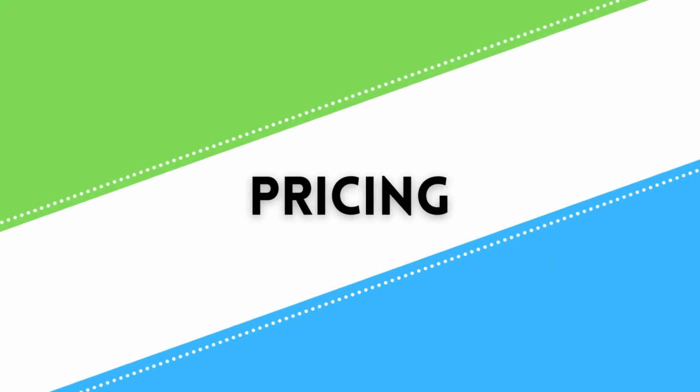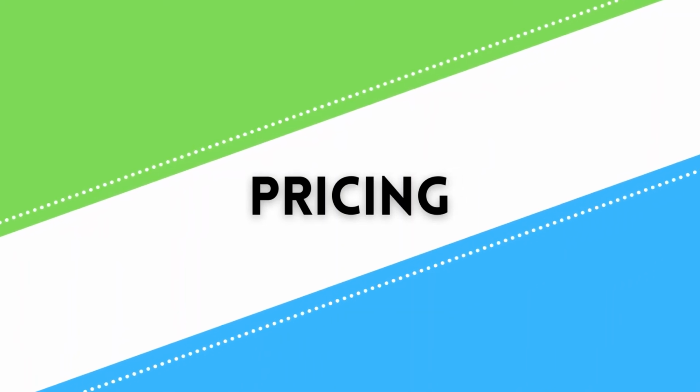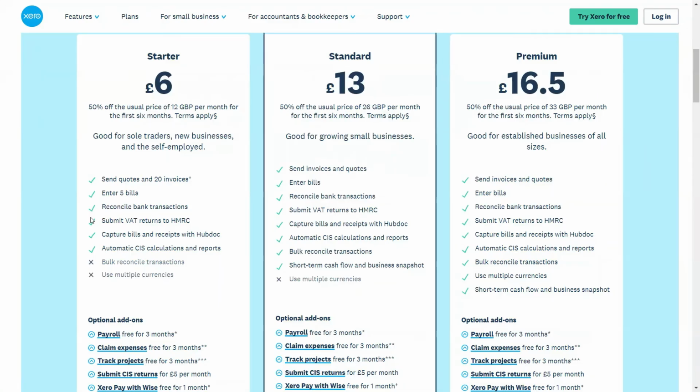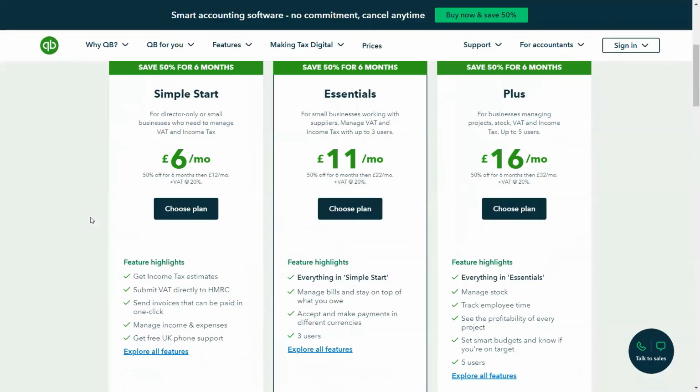How much does each software cost? Xero and QuickBooks both have 3 separate packages. Depending on your business's needs effectively determines which package you'll need to be on. However, as you can see, for the first 6 months, you get 50% off with both. So that's Xero, the pricing for the Xero packages, and then going on to QuickBooks, they're very similar, and fundamentally the features that you get and the functionality is also very similar.